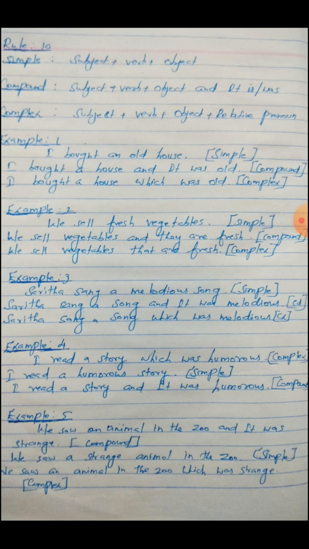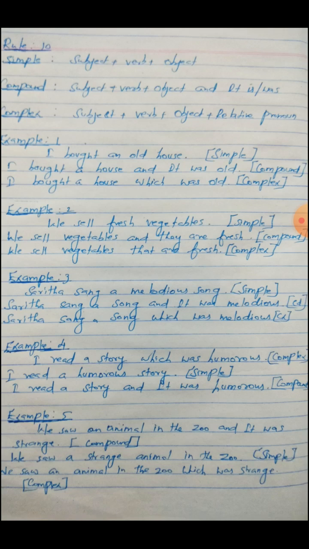Compound sentence: subject plus verb plus object and it is or it was. It is or it was. If present tense, we have to write it is. If the sentence is past tense, we have to write it was.